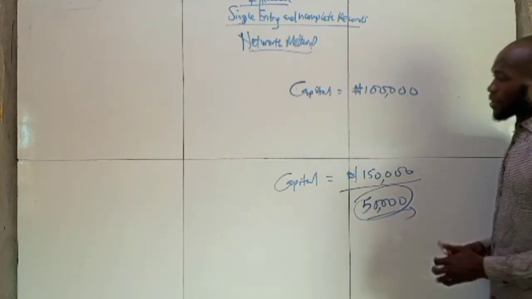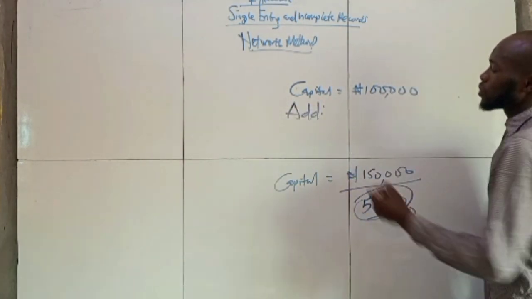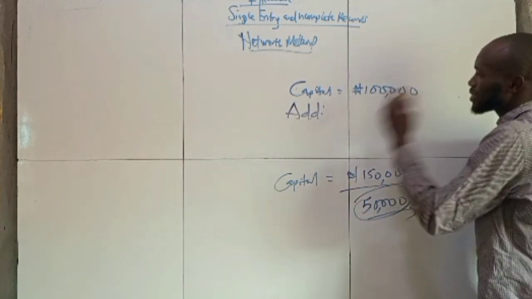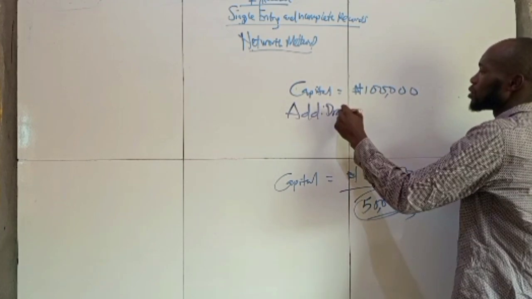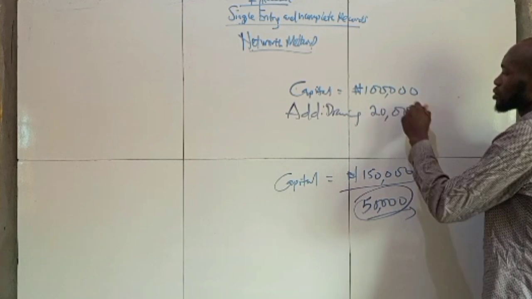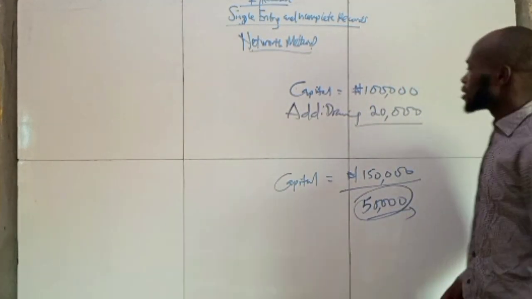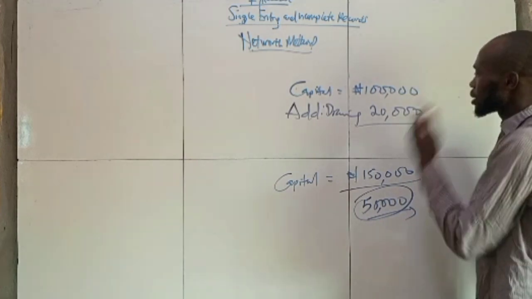In that sense, we add the drawing to the capital. We add the drawing to the capital. Then if the drawing is, for instance, 20,000, then the opening capital is going to be what?